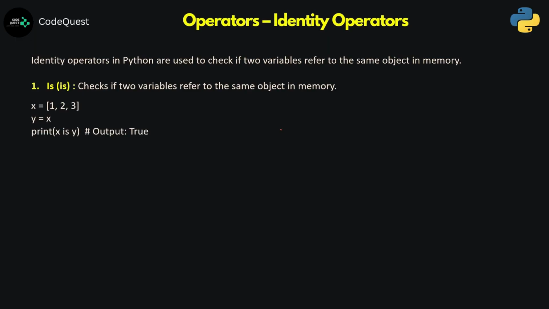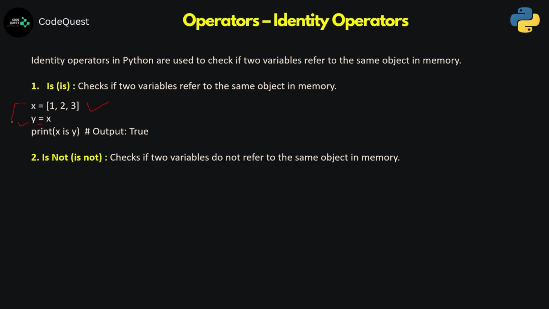This is going to check whether the two variables refer to the same object in the memory or not. For example, here I have taken one list, say x equal to 1, 2, 3. And with the assignment operator, let's say I have created one more list here, y equal to x. So now this x and y both are referring to the same list of elements, I mean the same object in the memory. Because x is referring to the same object, y is also referring to the same object.